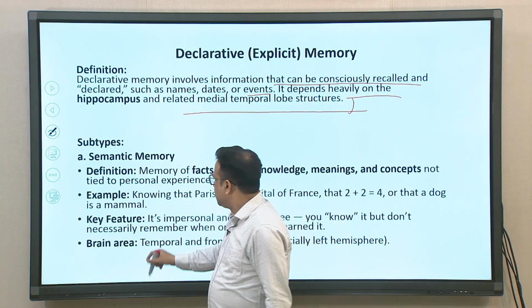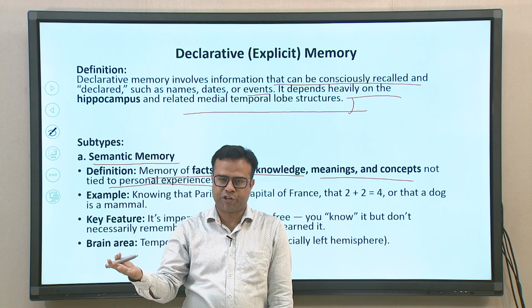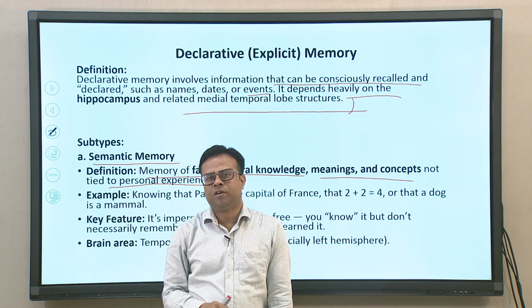This has subtypes. One is called semantic memory. Semantic memory is memory of facts and general knowledge, meanings and concepts, not tied to personal experiences. Whatever facts we know, whatever knowledge system we have, whatever meanings and concepts we learn. Through education, for example, we generally develop a lot of semantic memory. We learn a lot of facts, knowledge structures, a lot of meanings and concepts.